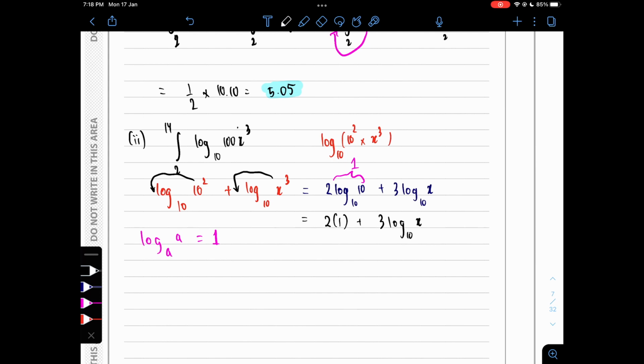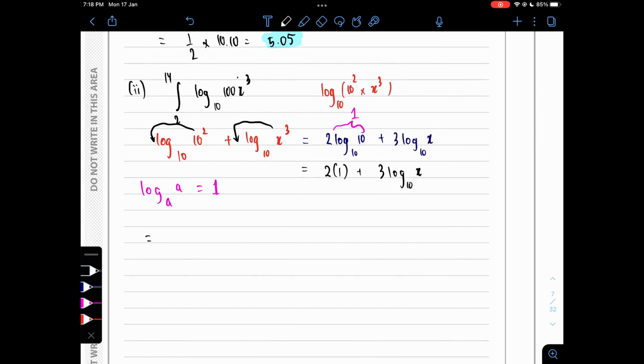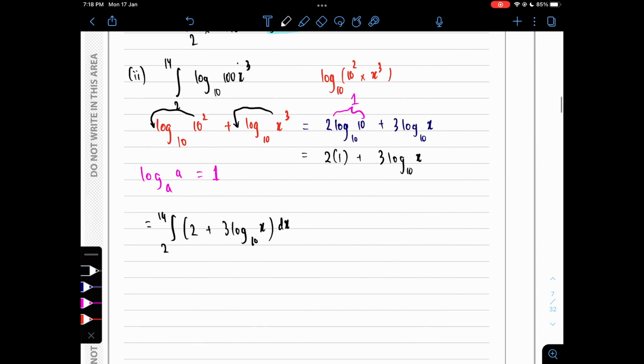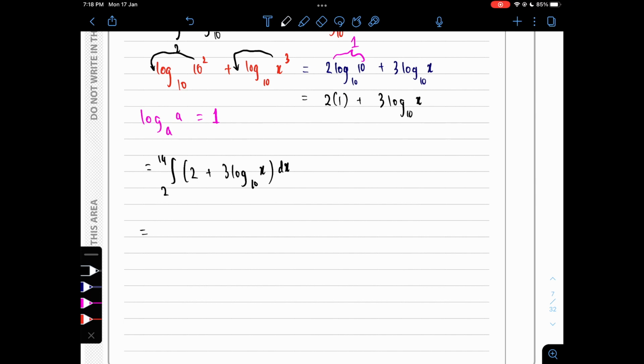So now we can write our integral from 2 to 14 as the integral of 2 plus 3 log base 10 of x dx. Okay, we can work this out. So we can now split it up. The integral between the limits 2 and 14 would just be 2 dx plus what?